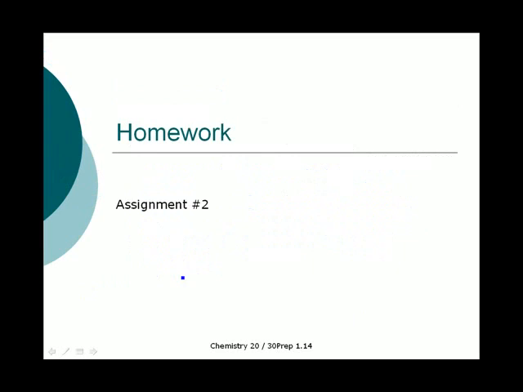So for homework, assignment 2, once you get that done and marked, you can give the Chapter 2 test a try. And after that, we'll be moving on to the next unit, which is studying the behavior and the qualities of gases.